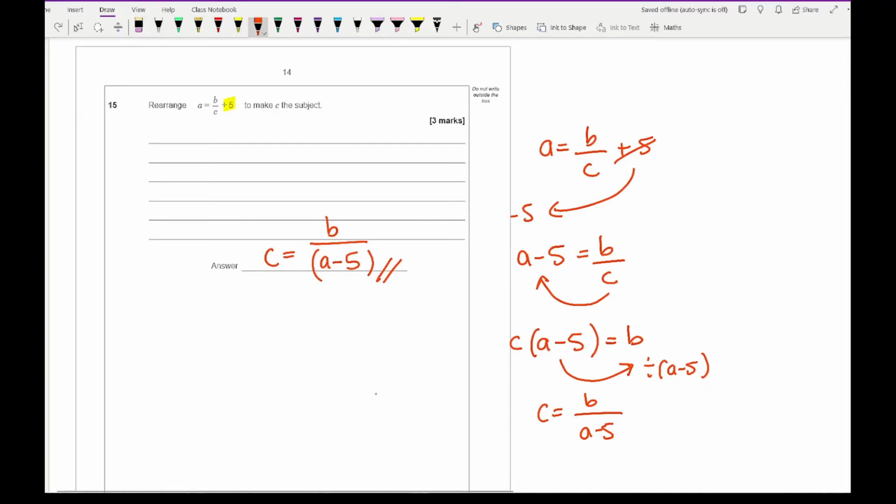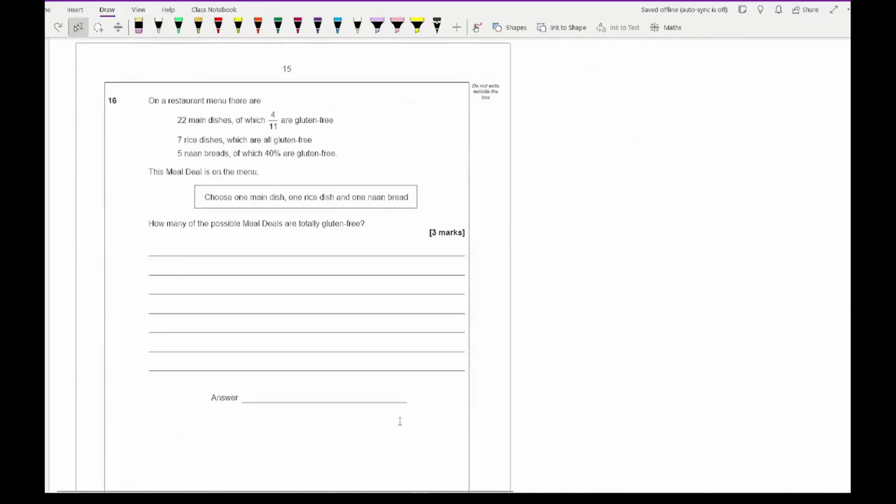Moving on to question 16, it says, on a restaurant menu there are 22 main dishes, of which 4 out of 11 are gluten-free, 7 are rice dishes which are all gluten-free, and 5 naan breads which are 40% gluten-free.